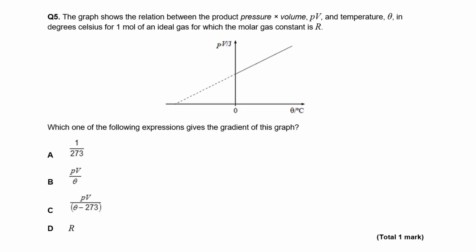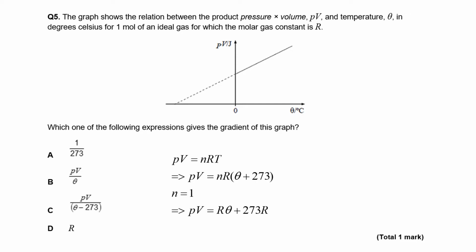Moving on to question 5. We've got a graph between pressure times volume, so PV, and temperature in degrees Celsius for 1 mole of an ideal gas with molar gas constant R. Which one of these is the gradient of the graph?